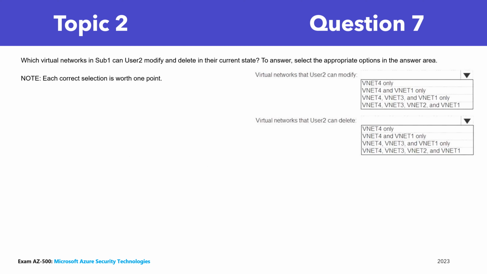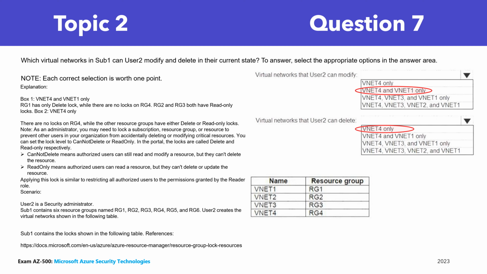Which virtual networks in Sub 1 can User 2 modify and delete in their current state? To answer, select the appropriate options in the answer area. Note, each correct selection is worth 1 point. Correct answers. Virtual networks that User 2 can modify: VNet 4 and VNet 1 only. Virtual networks that User 2 can delete: VNet 4 only.